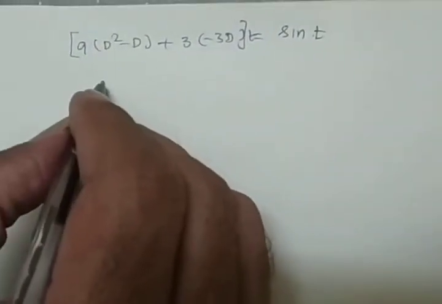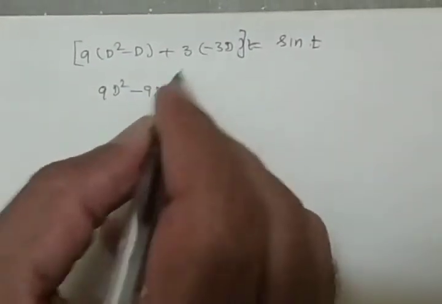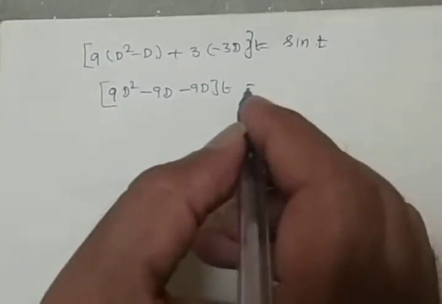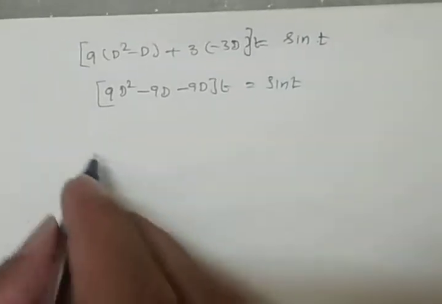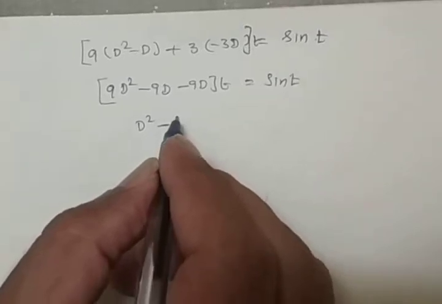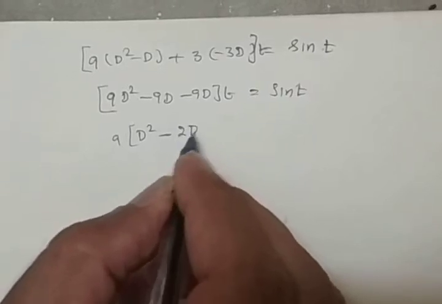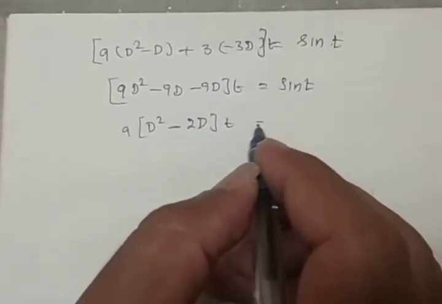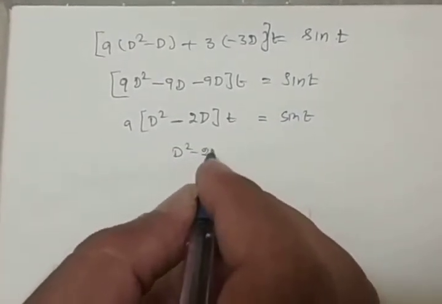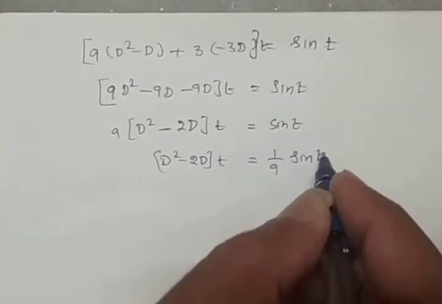So multiply this one: 9D² - 9D - 9D of y equal to sin t. So this one we modify, taking 9 common: 9(D² - 2D) of y equal to sin t. So (D² - 2D) of y is 1/9 into sin t.